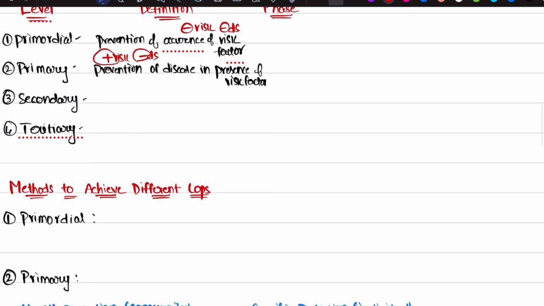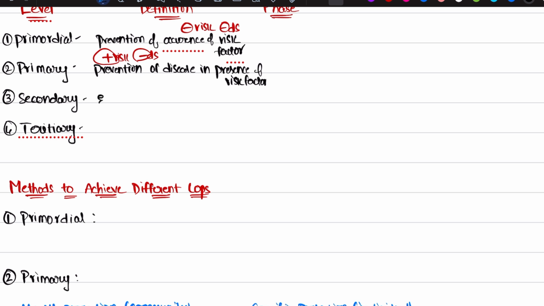And when it comes to the secondary, what we are going to do is go for a screening test, right? If you do the screening test, we are going to diagnose the disease early and treat the disease. So we are preventing the further complications of the disease. So screening always comes under the secondary. Remember this. If they ask you about any screening test in the question, you need to mark the answer as secondary level of prevention.